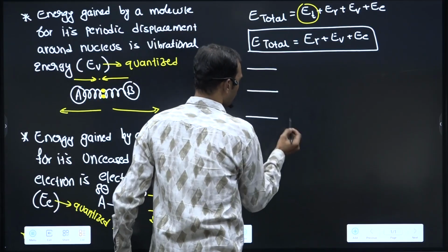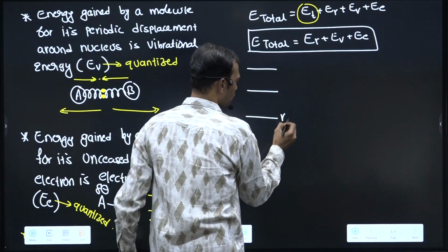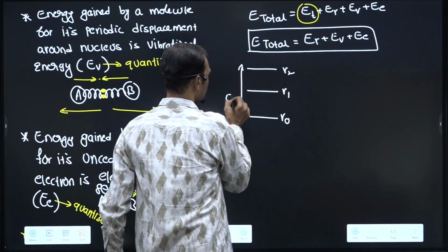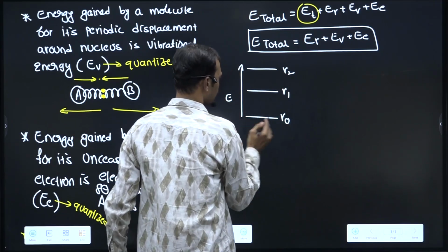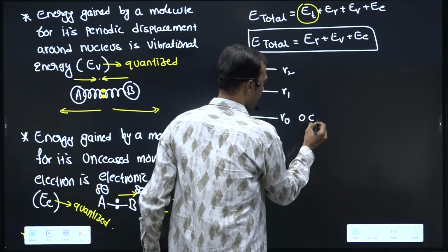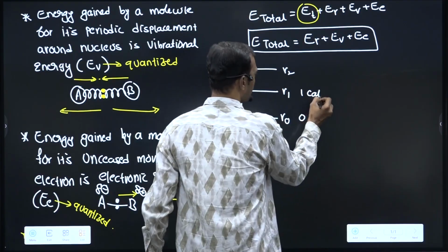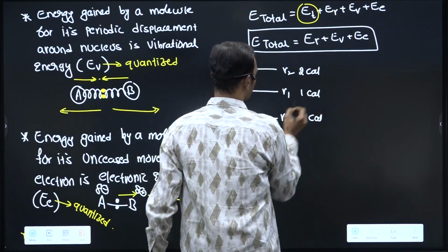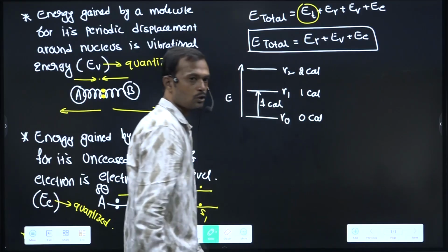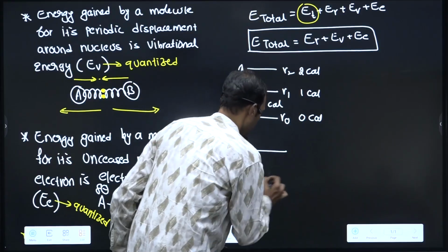So if you take rotational energy levels, this is R0, R1, R2. This is 0 calorie, here 1 calorie, 2 calorie. So from here to here only 1 calorie of energy is required. This is called rotation energy level. This is for rotational.